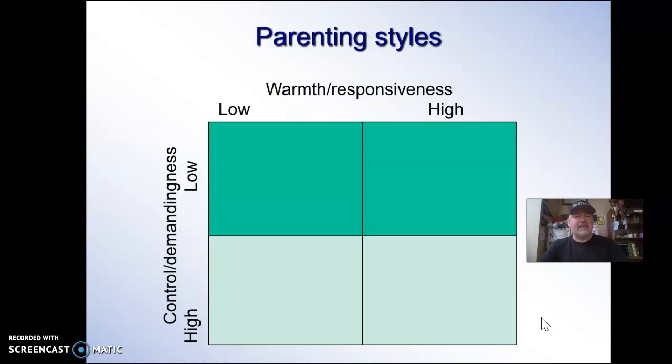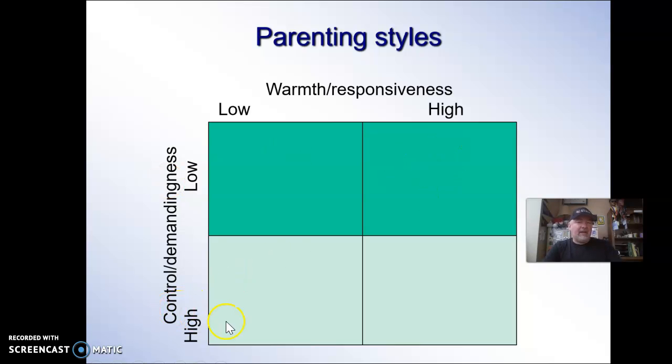So let's take a look at this, and this is the last slide we're going to look at. So if you have low control and low warmth, and if you want to write this in your notes, you can, this is going to be the uninvolved parent right here. If you have low control but high warmth, you love the kid, but you don't really have a lot of control. So the warmth, it's I love you a lot, and you can do whatever you want. This is the permissive parent.